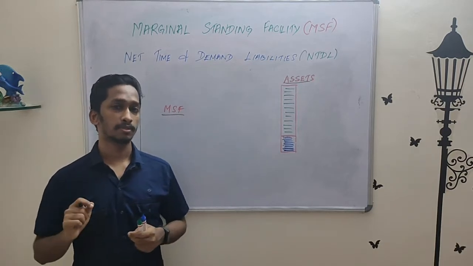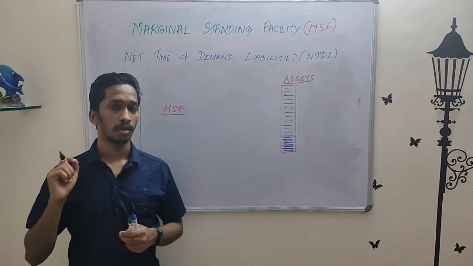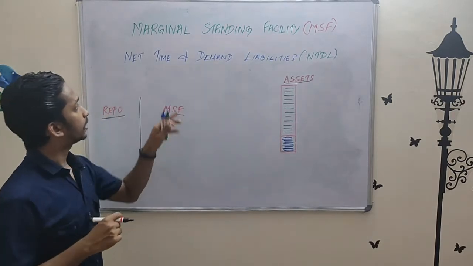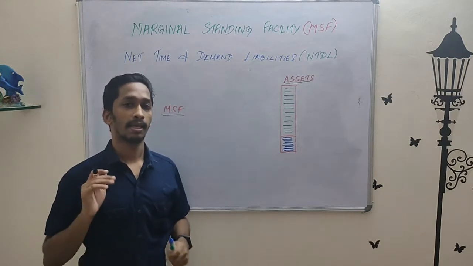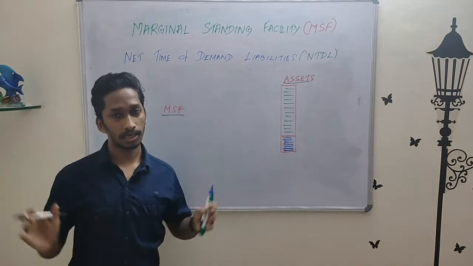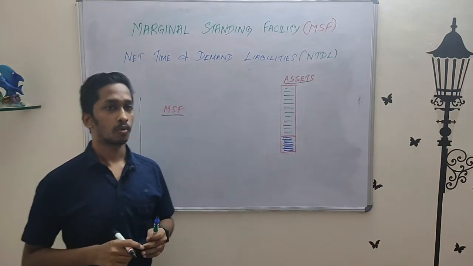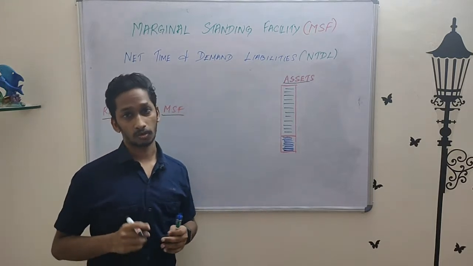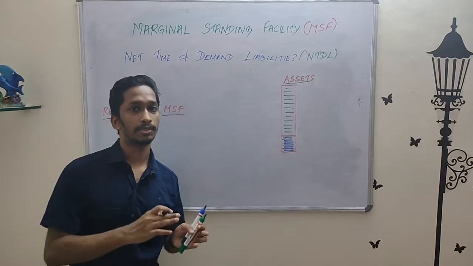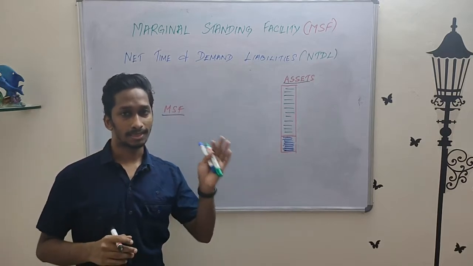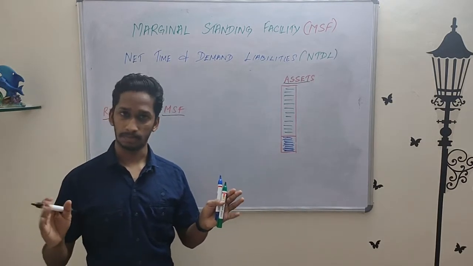Okay, let's first start off with NTDL. What does NTDL stand for? It is net time and demand liabilities. NTDL is basically the total deposits of a bank. So when you look at it in a definition sort of way, it means the liabilities that the banks have to pay to the customers either on a time-based manner or a demand-based manner.